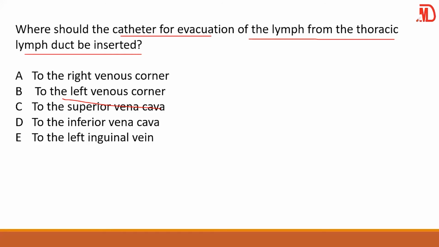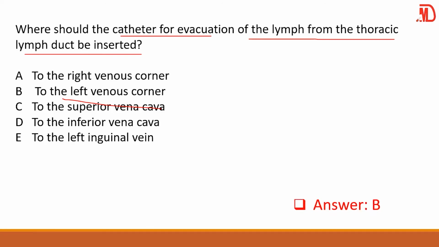Now, the right venous corner receives lymph from the right lymphatic tract. But here we're talking about the thoracic duct. So over here we are looking at the jugular vein, and that's what we said, the left venous corner. So your answer is B, left venous corner.